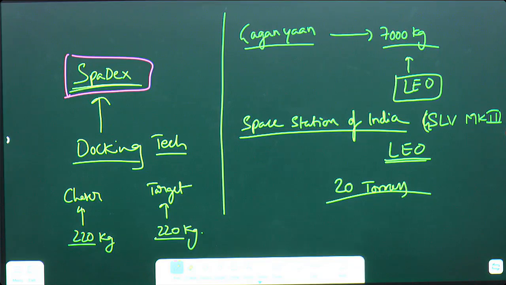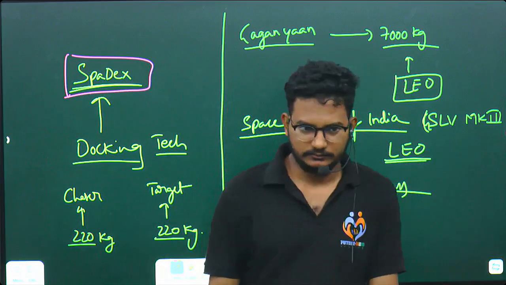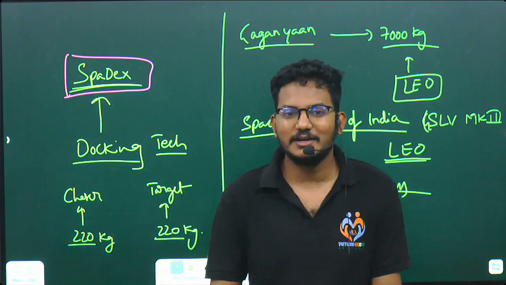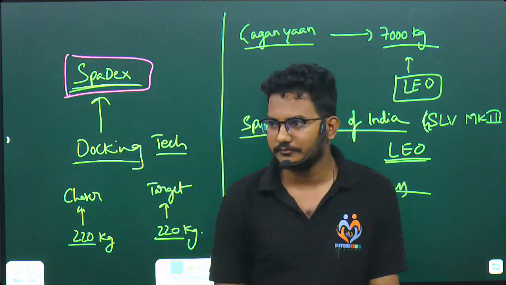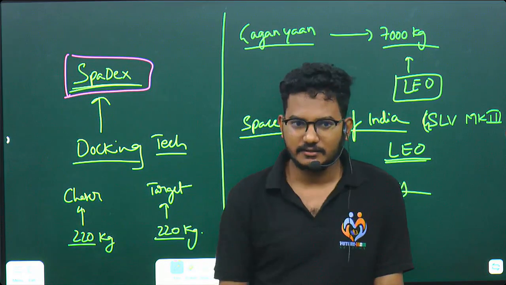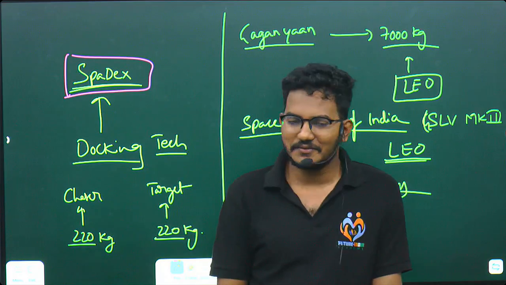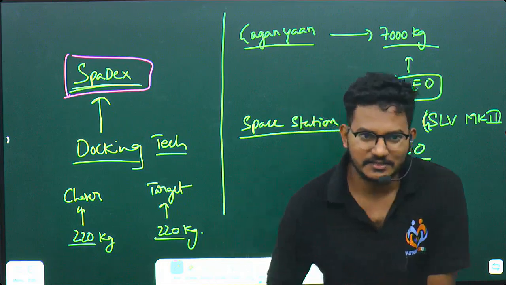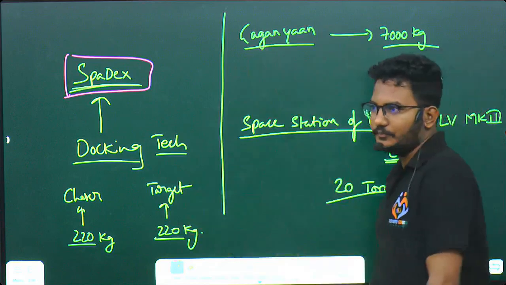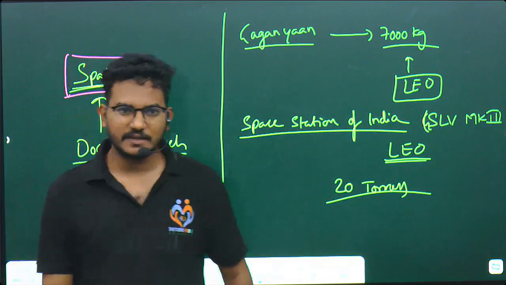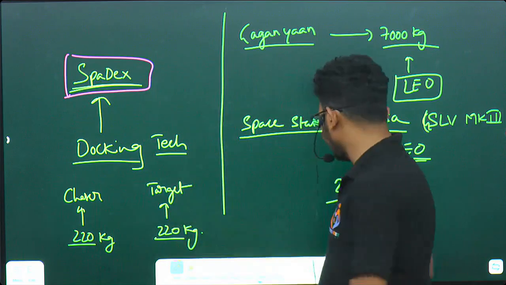Now tell me, all these launch vehicles we are making in which centre of ISRO? Thiruvananthapuram. These vehicles are launched from Sriharikota, Satish Dhawan Space Center. But these vehicles we are making in VSSC, Vikram Sarabhai Space Centre, which is in Thiruvananthapuram. So these vehicles we are launching from Satish Dhawan Space Center, Sriharikota, Andhra Pradesh. Okay, now done.